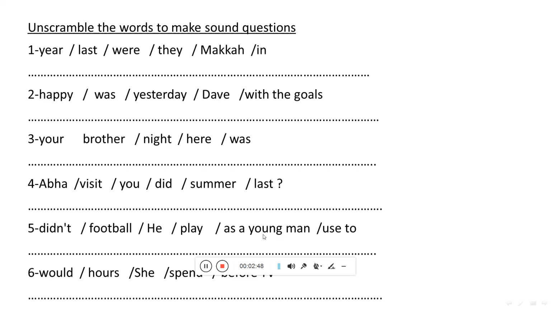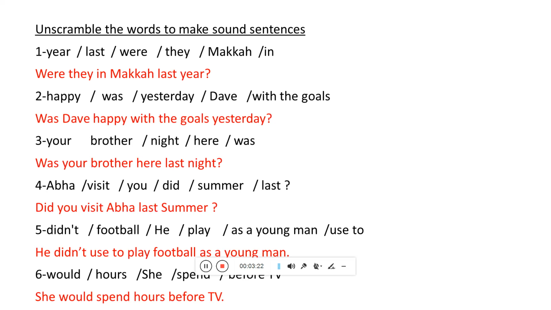Have a look at this question. Now, can you help me unscramble these words? We need to make them questions indeed. Okay? So, year last were they Mecca in? Happy was yesterday Dave with the goals. Are you ready to unscramble the words to make good questions? I'm sure you know well. Have a look at the answers.